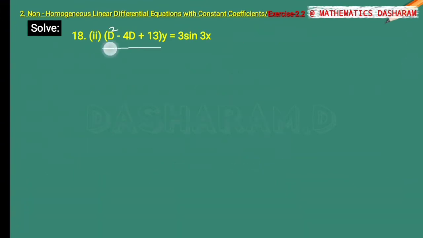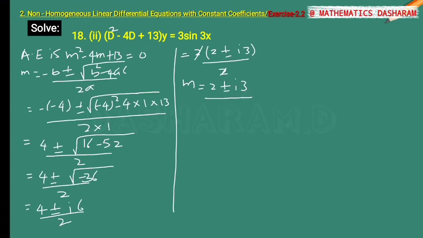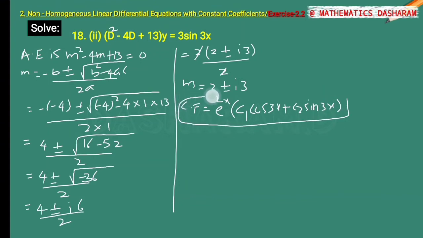Next question, d square minus 4d plus 13 into y equals to 3 sin 3x. So the auxiliary equation is m square minus 4m plus 13 equals to 0. Let's do factorization. So the roots are 2 plus or minus i into 3. So they are complex numbers. So for complex numbers, the complementary function is e to the power of alpha x, alpha means 2, e to the power of 2x bracket of c1 into cos beta x, beta value 3, plus c2 into sin beta x.